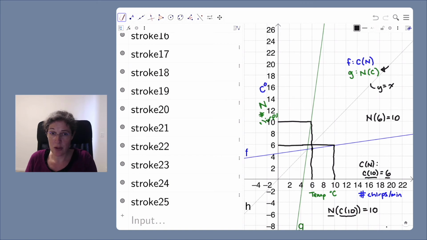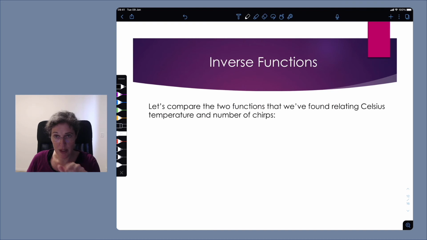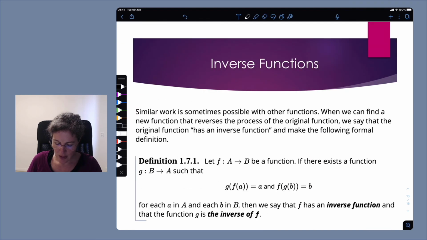And in fact, it would work the other way around as well. So if, for example, we had started out with our n function, and we put in a 6, we would have given out a 10. And then if we put a 10 into our c function, it spits out the original 6. So the key thing that's happening here is an inverse function is a function which, in composition with the original function, undoes what the original function did. So let's summarize that. So I'll pull that image in here for the final notes.